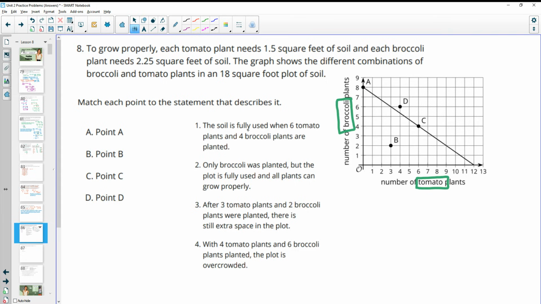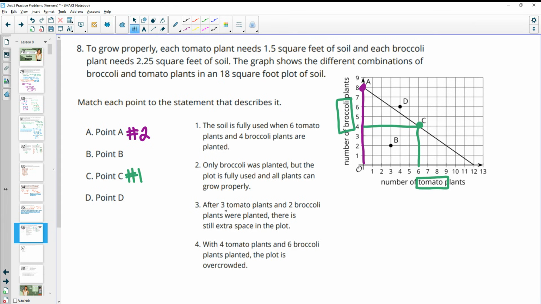So number 1 says the soil is fully used when we have 6 tomato plants and 4 broccoli plants. So we have 6 tomato plants and we have 4 broccoli plants. That's going to be here. That's point C. So statement number 1 goes with C. Number 2, only broccoli was planted, but the plot is fully used when all the plants grow properly. So only broccoli. So no tomato, only broccoli, and the whole plot is used. So that's going to be point A because it's on that line and only broccoli plants.